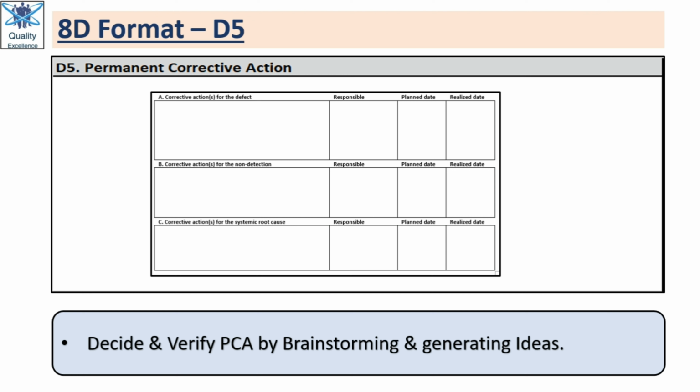So we need to decide and verify permanent corrective action by brainstorming and generating ideas. Once you filter down the root cause, then you have to decide permanent corrective action, and then you have to verify that permanent corrective action. And here you can see, you can fill all the details in this type of particular format.